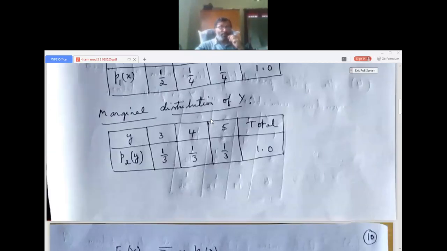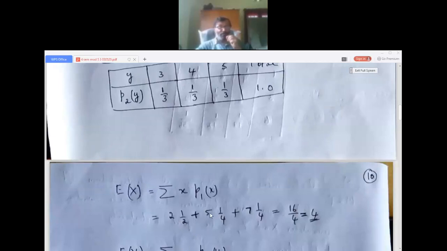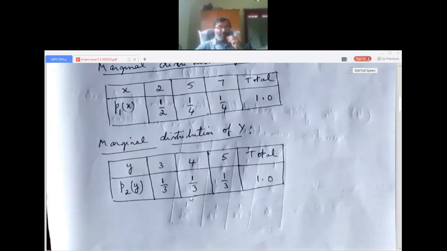So x into P1 of x means 2 into 1 by 2 plus 5 into 1 by 4 plus 7 into 1 by 4. Add it, simple. Here we get 4 by 4, then 4 plus 5 is 9, 9 plus 7, 16. So 16 by 4 will be 4. You can check it if you want. I hope it is clear. E of x formula is sigma x into P1 of x.